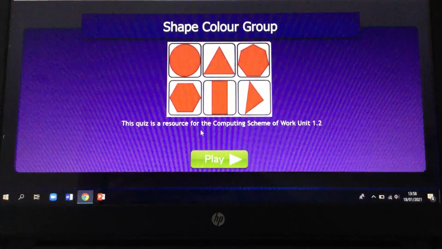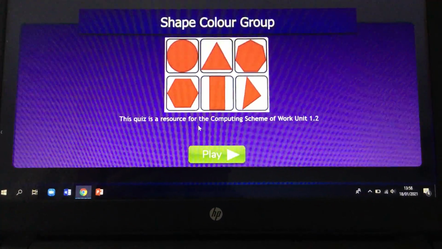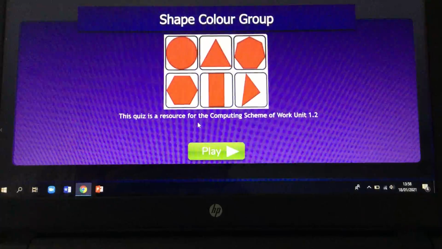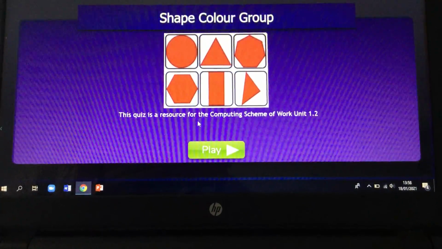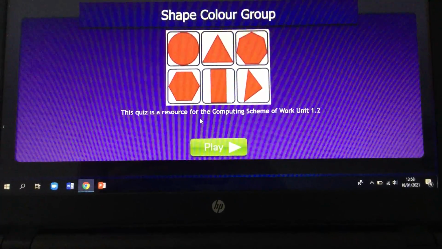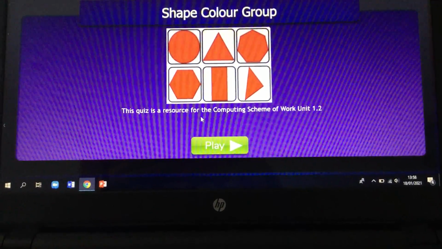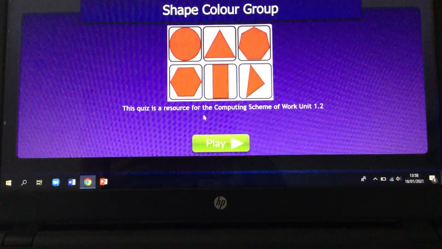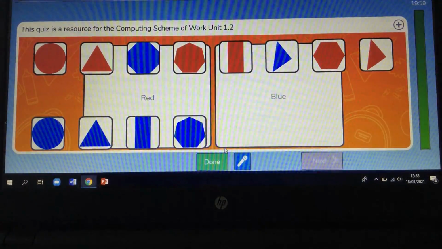So really well done. This week we're going to go online and I'm going to be setting you some to-dos in your to-do section, and we're all going to be all about different ways of sorting and grouping using computers. So we're going to go through this one together. Just going to press play.